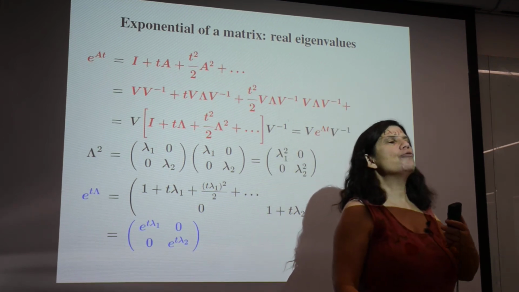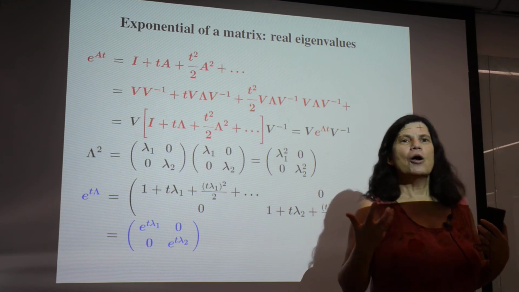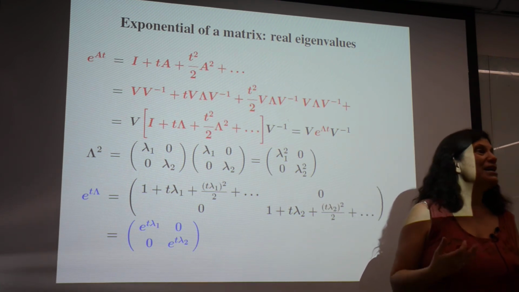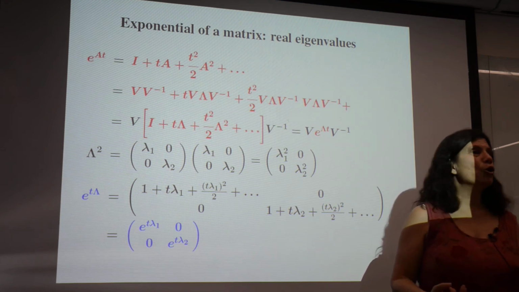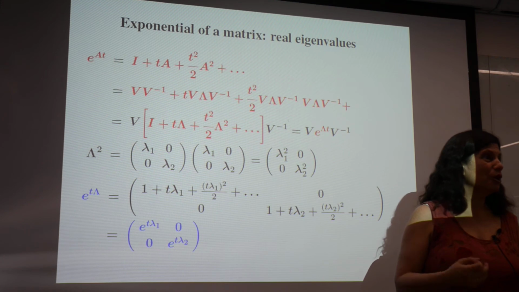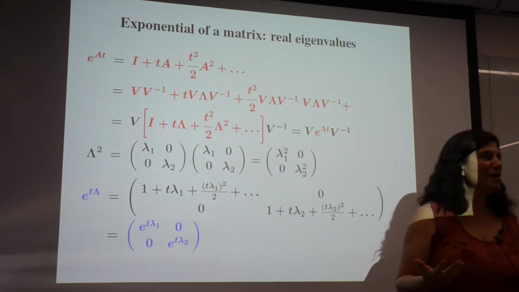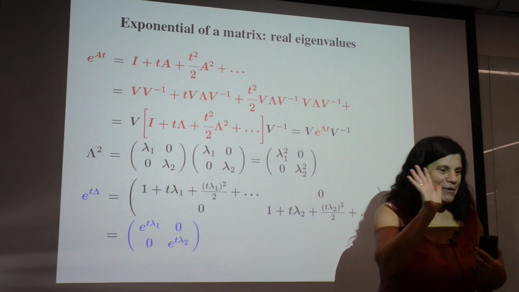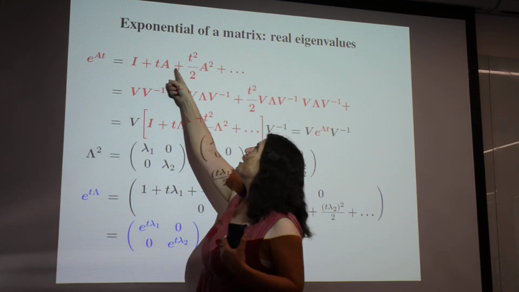How do we know that we could write e to the At at all? What does that mean, exponential of a matrix? Well, the reason is that the exponential is an analytic function, meaning you can represent it as a Taylor series. Taylor series use only multiplication, scalar multiples, and addition of matrices, and we know how to do that with matrices. So as a non-mathematician, how do I define the exponential of a matrix? I define it by its Taylor series.